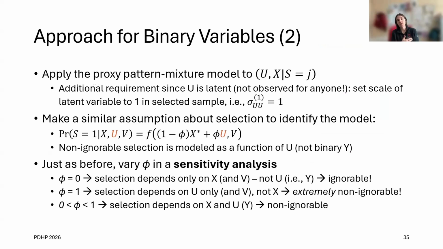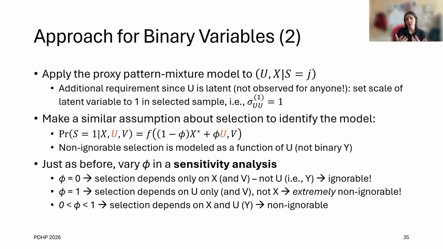So we have a continuous U, a continuous proxy. We apply the pattern mixture model. There's one additional constraint. When we have a latent variable, we cannot separately estimate the mean and its variance, so we fix the variance of that latent variable for the selected sample to be 1. This is a very standard assumption. We make that same assumption about selection as we did when it was continuous Y, but now U replaces Y.